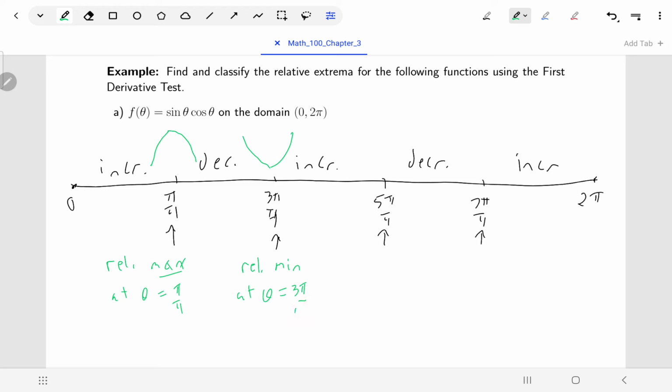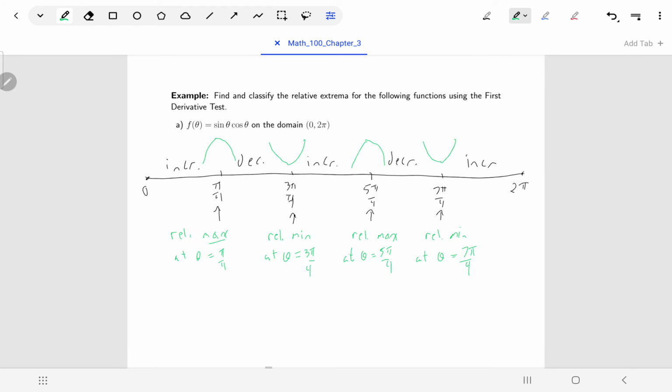And then I can do the similar sort of thing for the other two critical numbers. For 5 pi over 4, we increase followed by decreasing, so that's a relative maximum. And then finally at 7 pi over 4, we went from decreasing followed by increasing. That's the location then of a relative minimum. Okay, so that's essentially it.